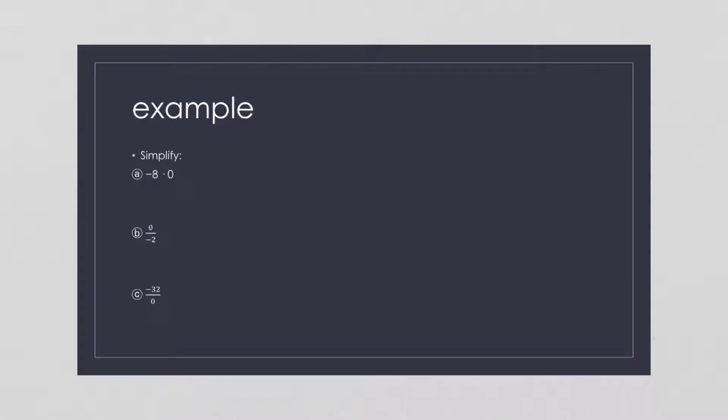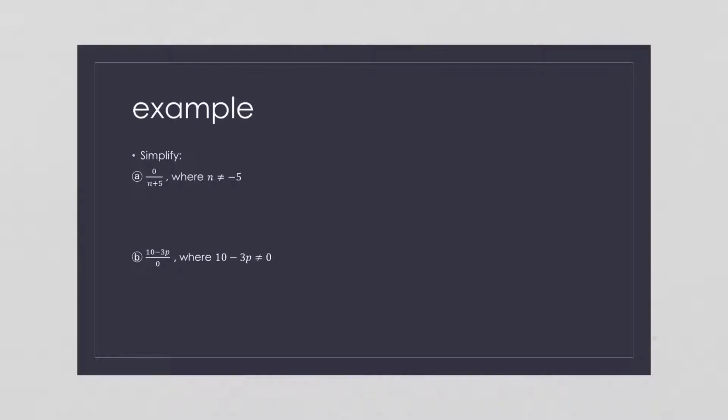All right, not trying to turn your world upside down here, just trying to remind you, -8 times 0 is still 0. Part B, 0 divided by -2 is 0. And part C, don't forget, you're not allowed to have 0 in the denominator, so you would say undefined here.